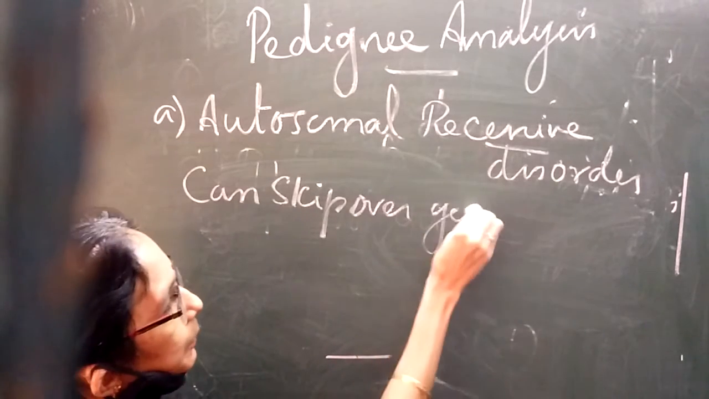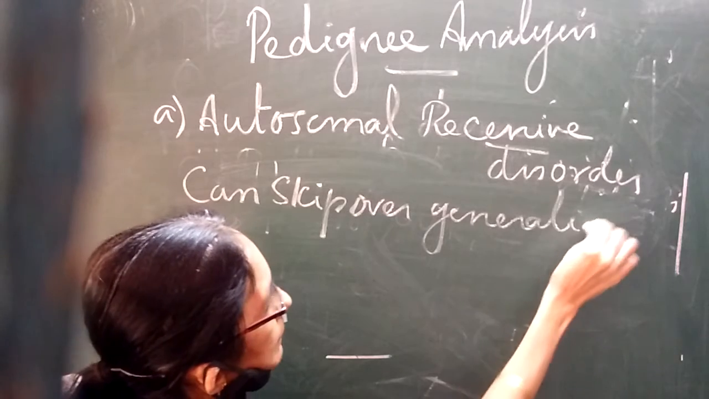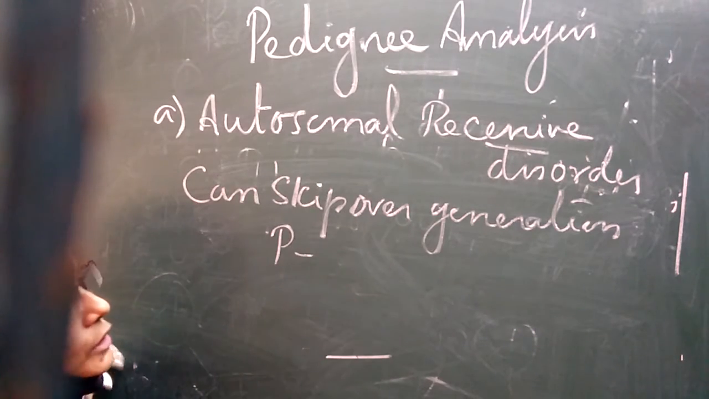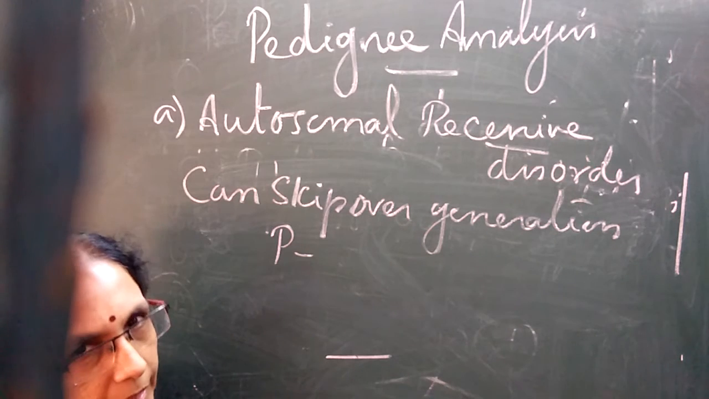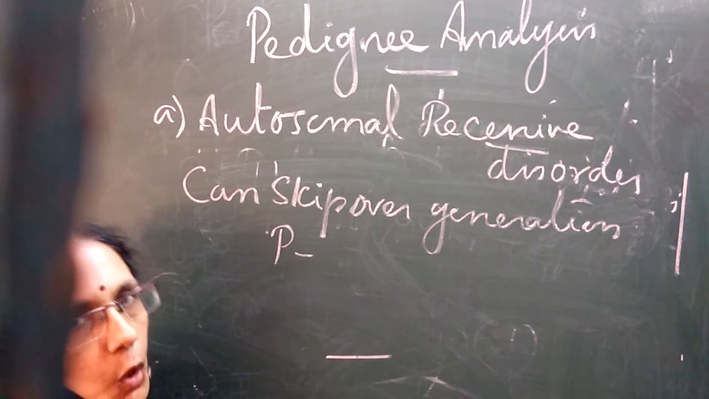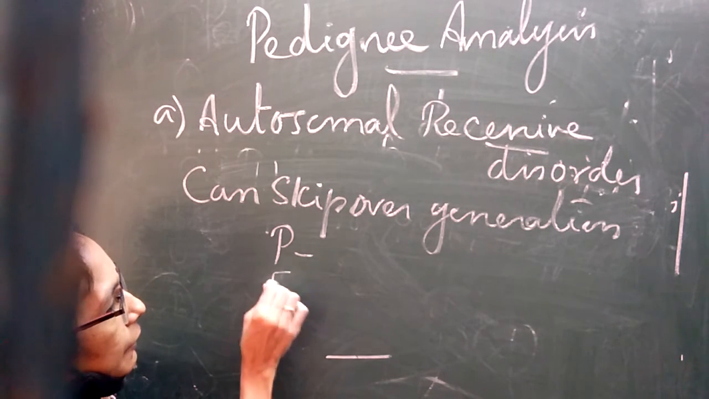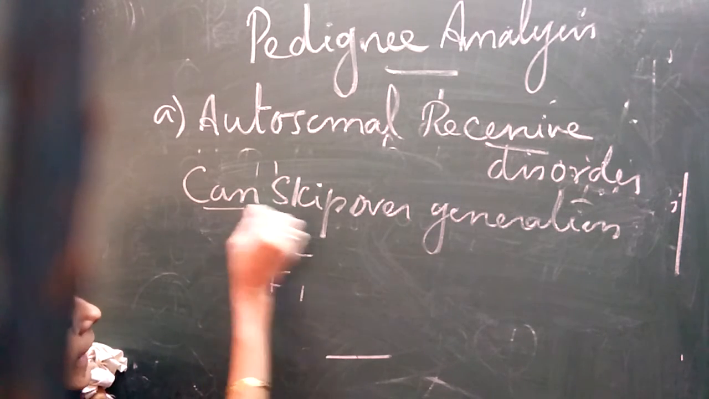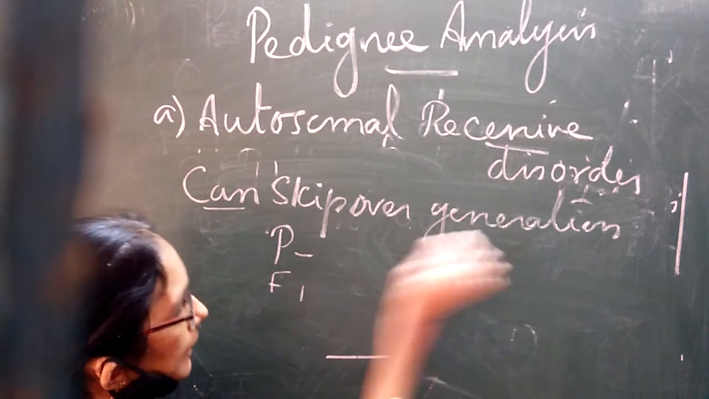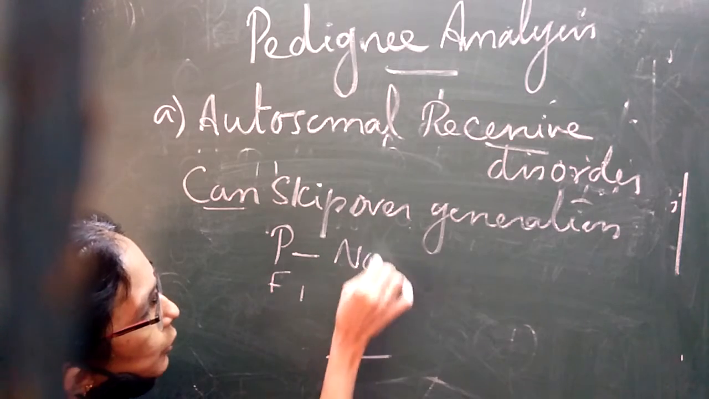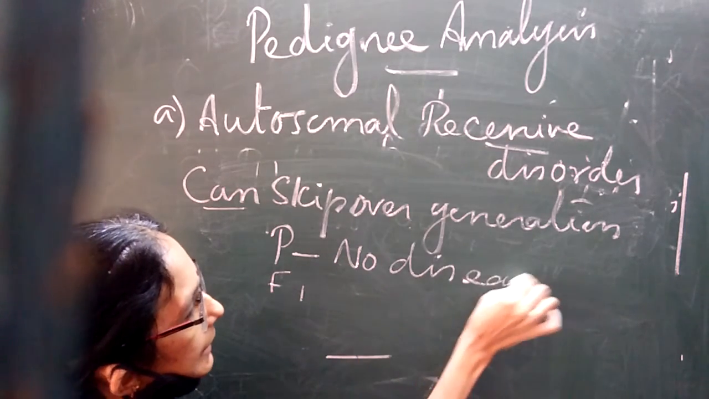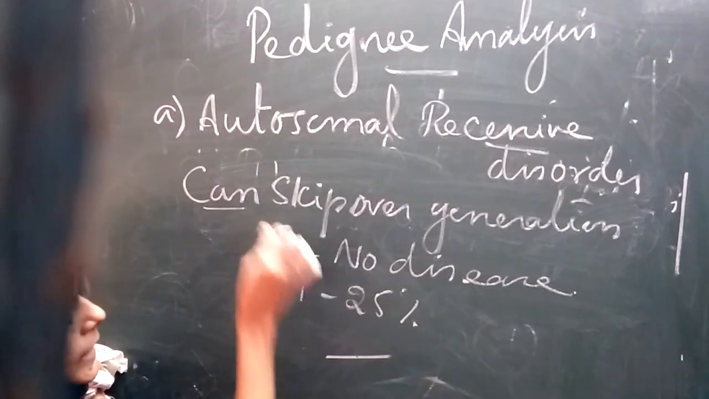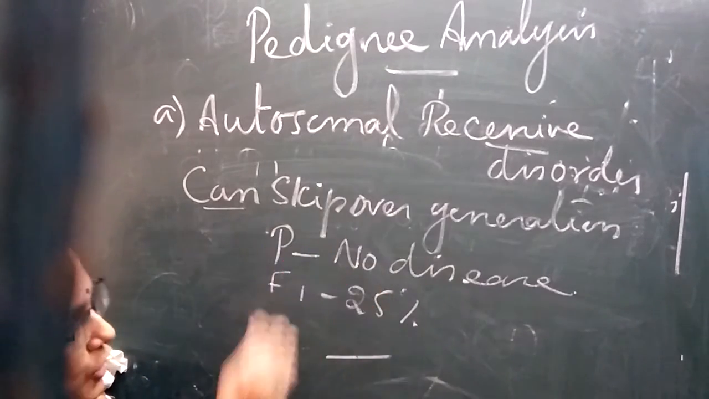It can skip over generation. Sometimes what happens, in the parental generation, both the parents are unaffected. That means they are heterozygous. But who will be affected? Offsprings are affected. That means it can skip over generation. Parental generation, no disease, but in the offspring 25% is affected. So it skips over the generation.